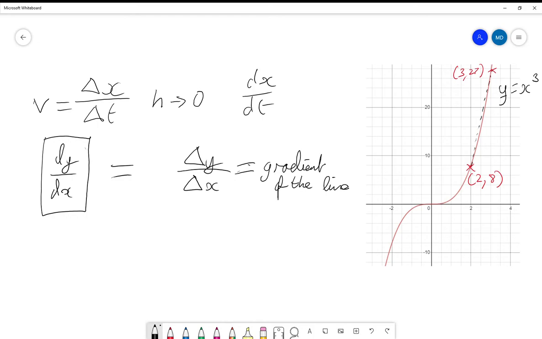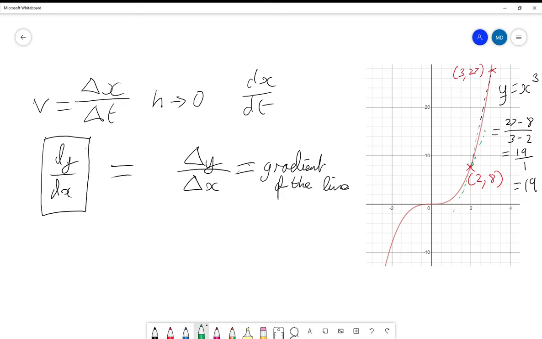well, what do we get? The gradient of the line is going to be equal to the change in y, which is 27 minus 8, over the change in x, which is 3 minus 2. And that's going to give us 19 over 1, which is 19. And so the gradient of the line connecting these 2 points together is 19. But if you notice, that's very, very similar to the gradient of this tangent at the point 2. Very, very similar to that tangent.